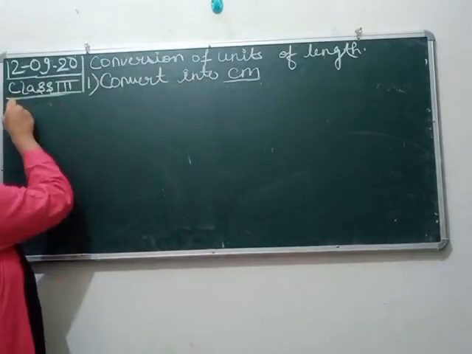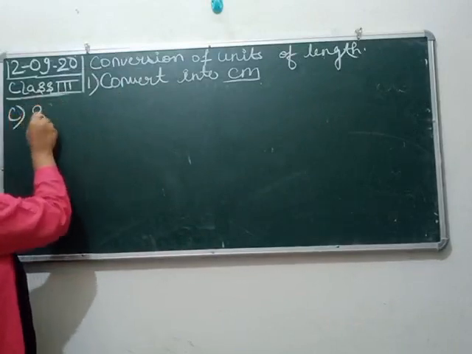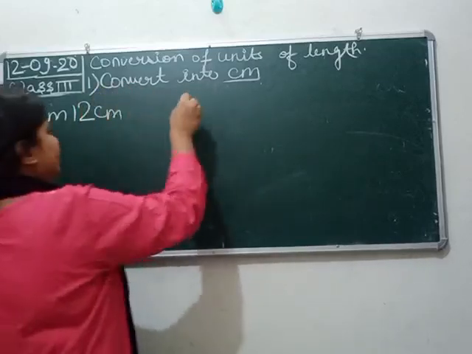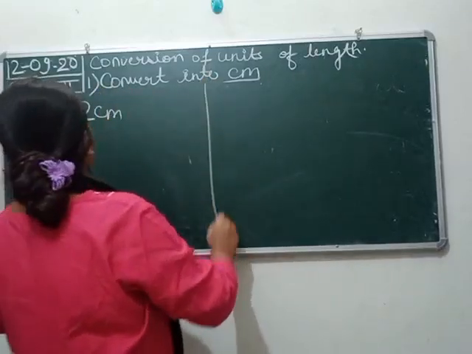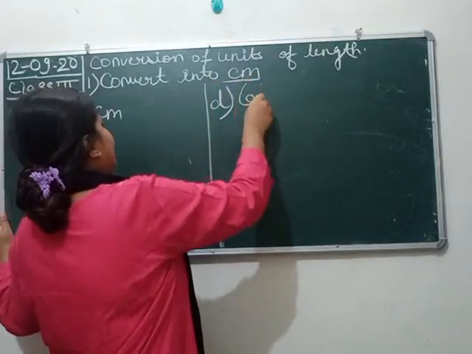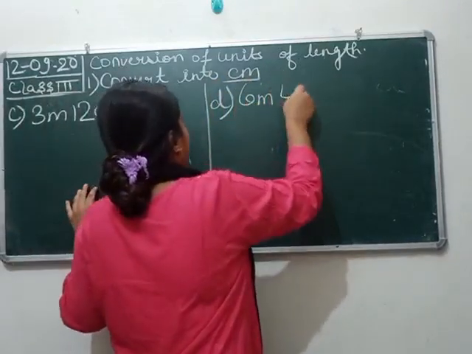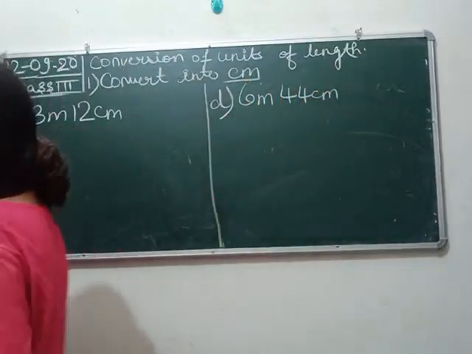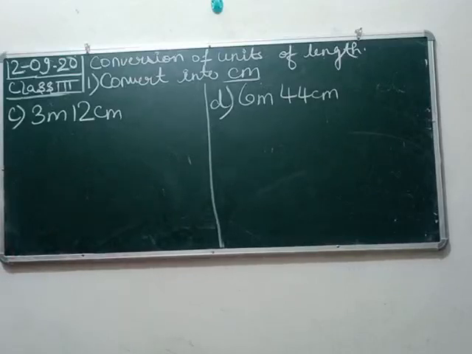Say the question is 3 meter 12 centimeter, and question number D is 6 meter 44 centimeter. Come on, solve this question. 3 meter 12 centimeter, and the next question is 6 meter 44 centimeter.